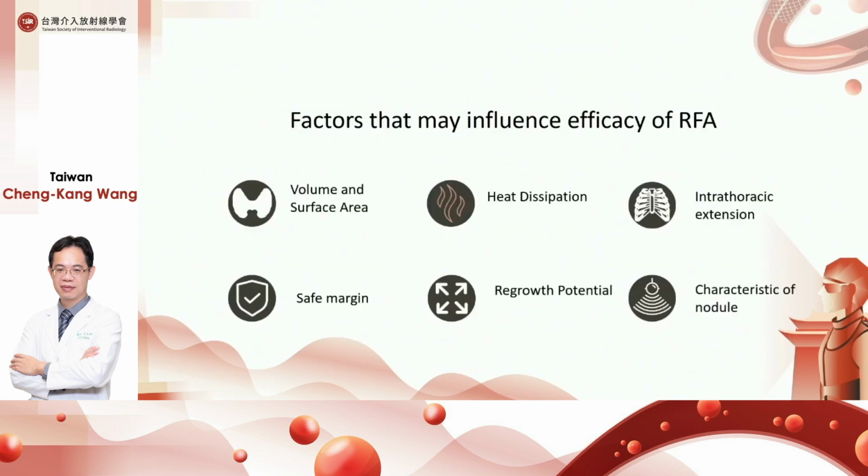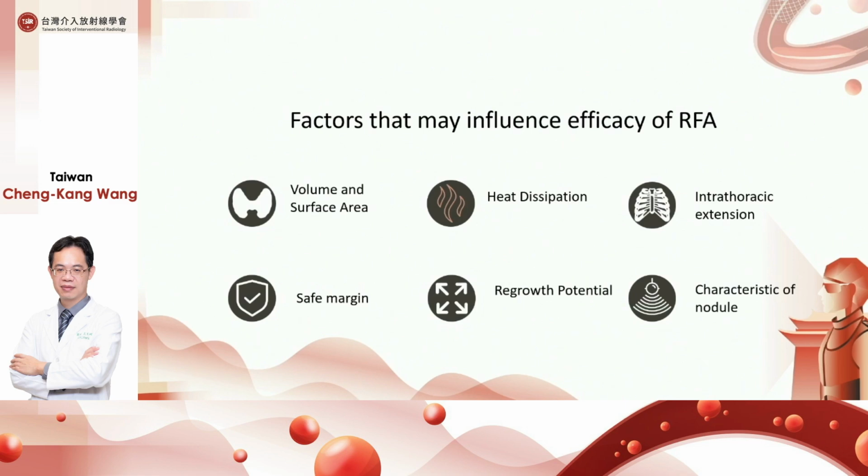So a huge thyroid nodule may present difficulty in achieving uniform heat distribution and may also be compromised in highly vascular nodules due to heat dissipation, as larger nodules tend to have more abundant vascularity.